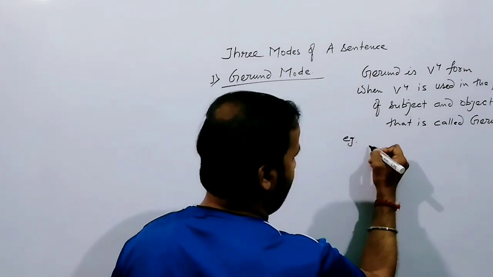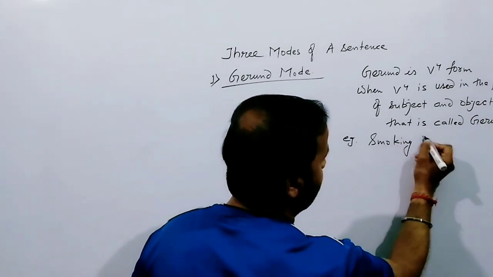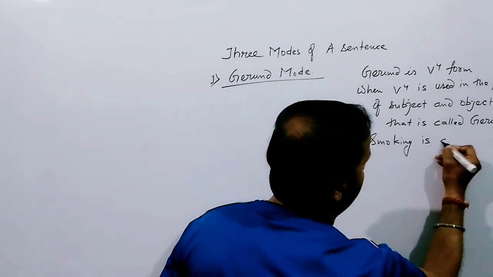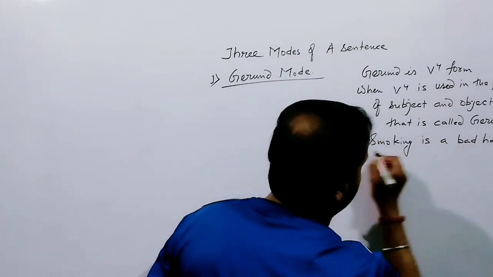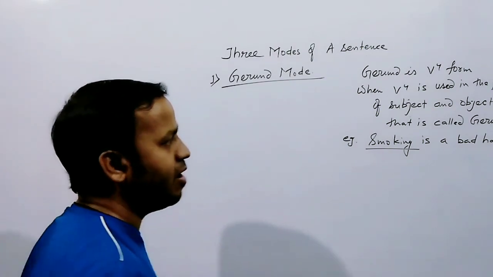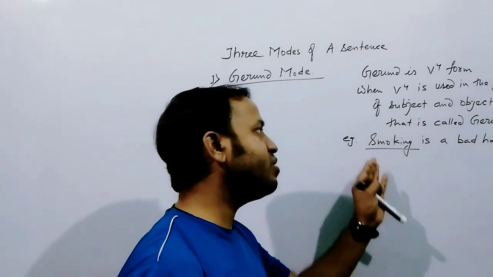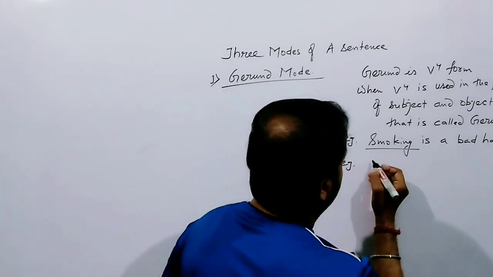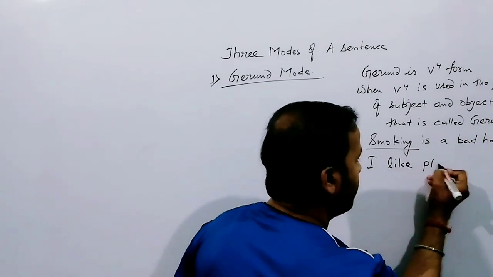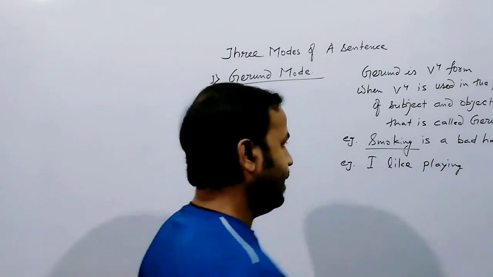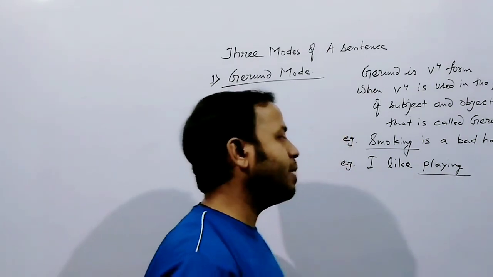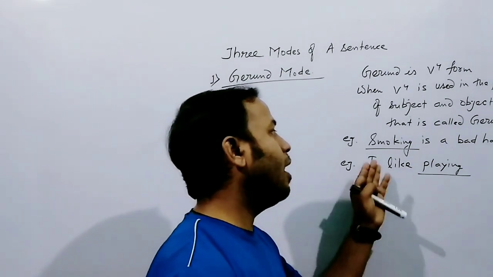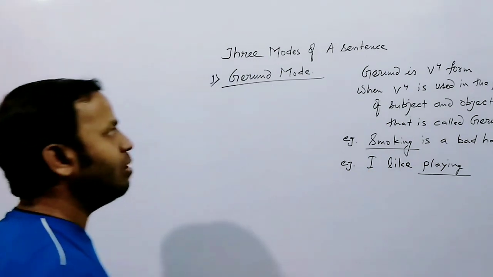Have some examples, like we can say smoking is a bad habit. Look here, smoking is in the V4 form, and it is used in the place of subject, that is called gerund. We take another example. I like playing. It is also gerund and it is used in the place of object. Then it is clear that gerund is a V4 form which is used in the place of subject or object. The first mode is called gerund.